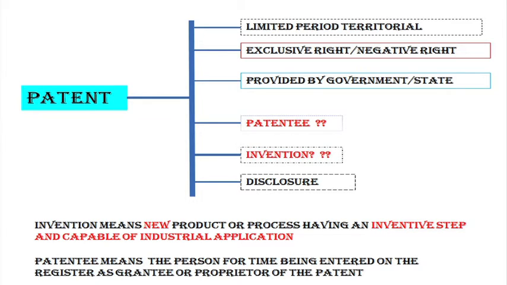Why will the government give the right? As he will not keep the invention in the form of a secret. He will disclose the invention to the public. In consideration of that, the government will give him some limited period negative rights for this territory. So, you now got the idea of what is meant by patent.